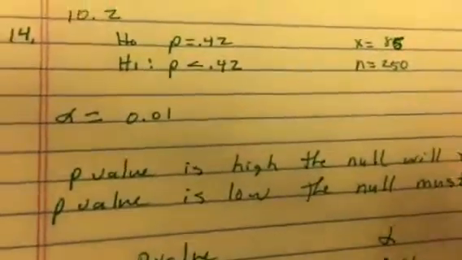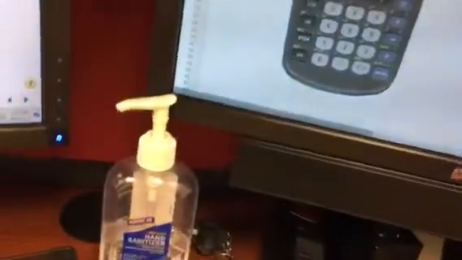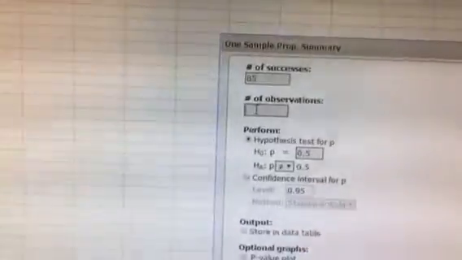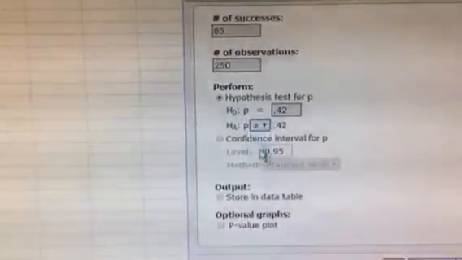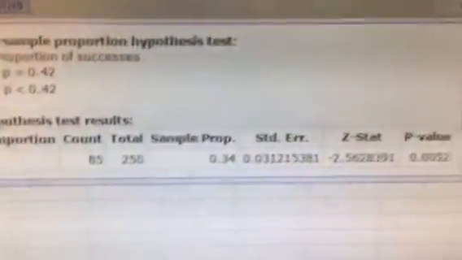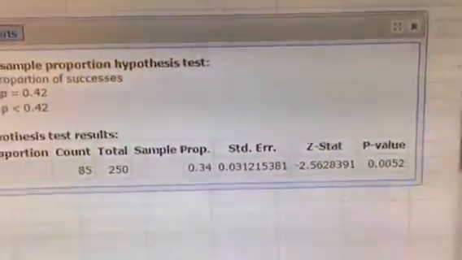Okay, so here's what I'm going to do. I'm going to pull up StatCrunch and I'm going to put in the information. So I'm going to stat, it's dealing with proportions, one sample with summary. Okay, so this is going to be the 85. This is going to be the 250. This is my hypothesis test, which was 0.42. And the guy thinks that it is less. And then I'm going to compute. So here's my values. My p-value is 0.0052.